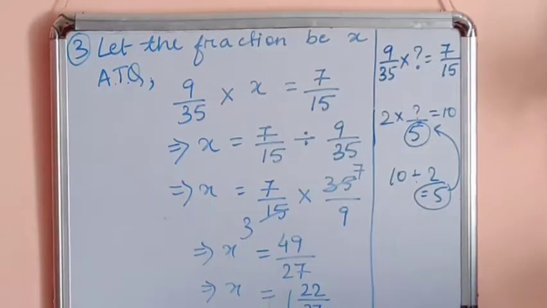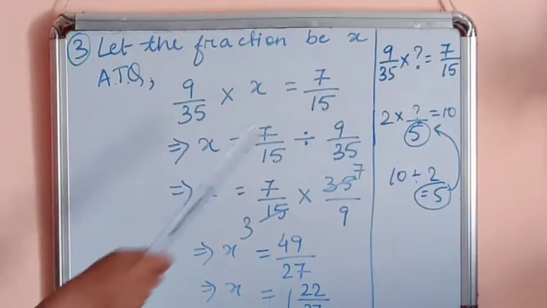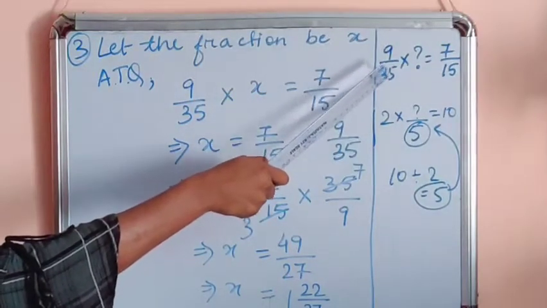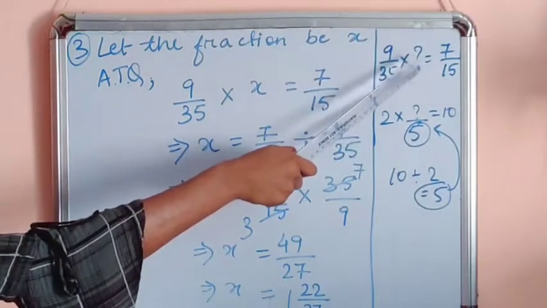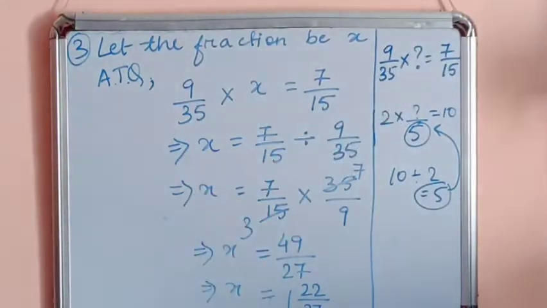Now let us move to question number 3. By what fraction should 9 by 35 be multiplied to get 7 by 15? See, understand the question. We have a fraction 9 by 35. What should be multiplied to this to get 7 by 15?